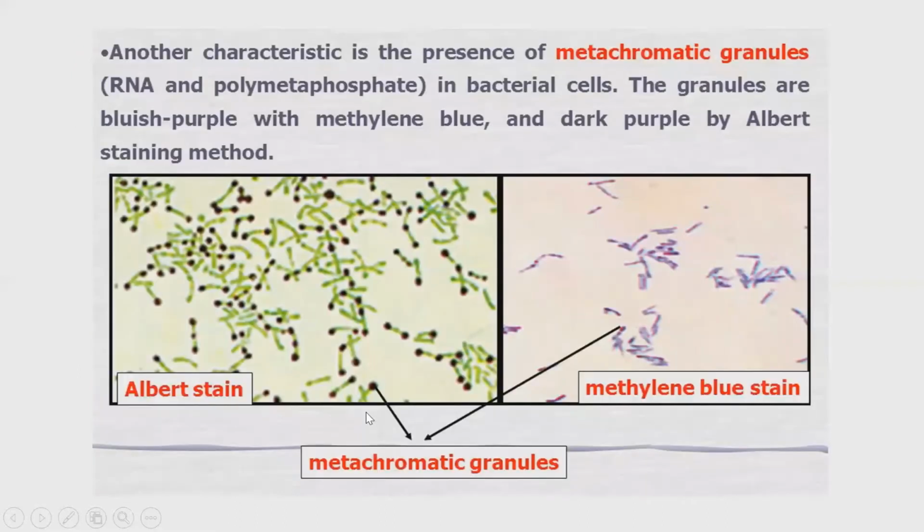For example, you can see in this picture, this is Albert stain and this is methylene blue stain. In case of Albert stain, this is the metachromatic granule and it has turned completely dark purple. If something does that, isn't it very easy to recognize? So thank God for granules. And in case of methylene blue stain, we can see that the granules have taken up a light purple or bluish color. So this is the importance of granules.